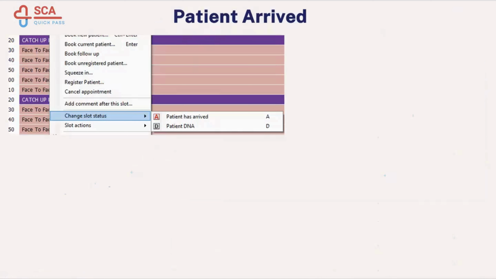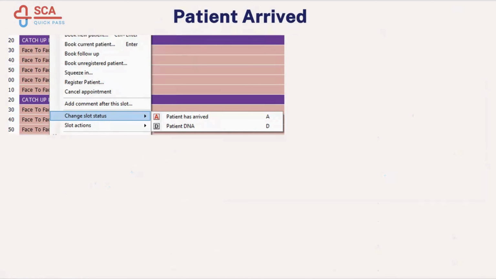Okay, so as soon as a patient comes in, you're going to see a red icon next to them, which is marked as arrived. The patient can either check in themselves or they can be checked in by the reception members. So as soon as a patient comes in, you're going to see an A mark at the beginning of their name, and you'll know that your patient has arrived.